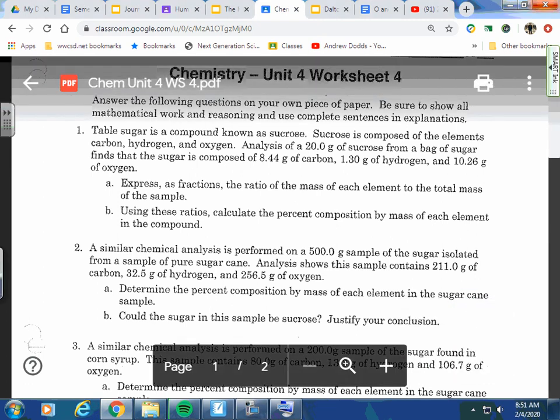Okay, so today we're going to be working on worksheet 4. Our success criteria that we're thinking about here is that I can explain the law of definite proportions. You had two different laws we talked about yesterday in the notes. One of them is law of definite proportions. The other one was law of multiple proportions.